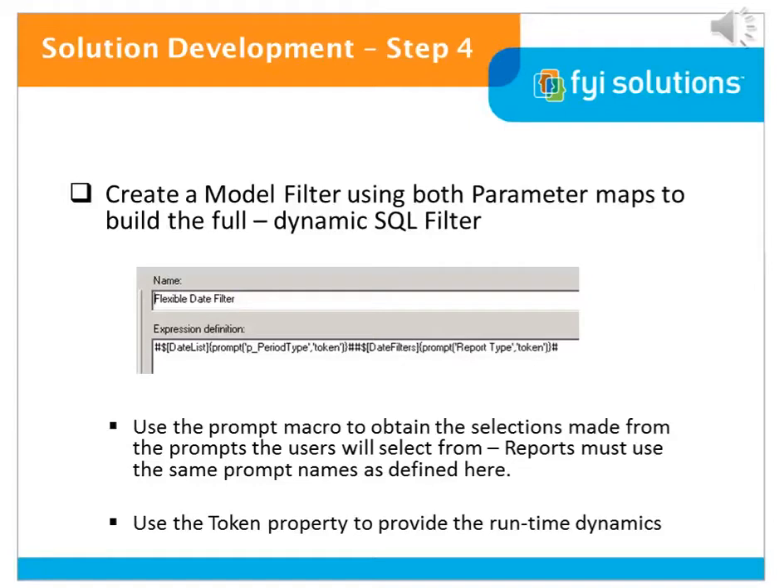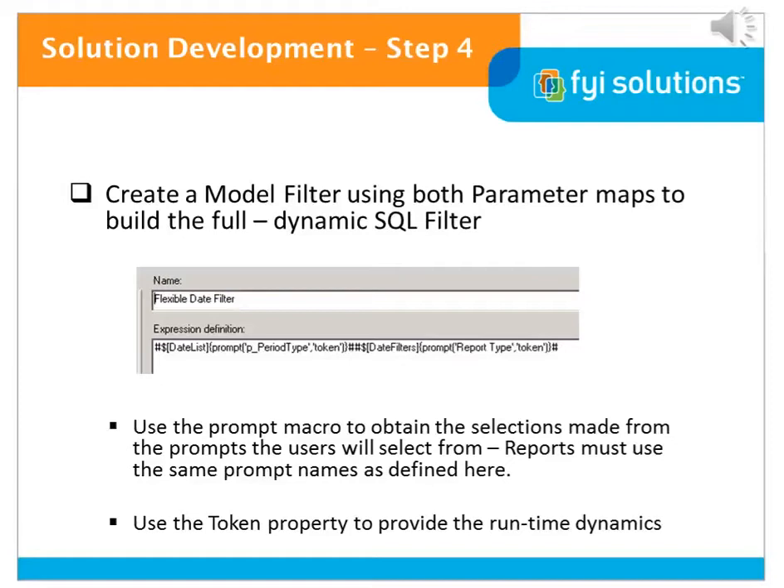Within each of those, we have a prompt macro that is calling a particular prompt, which is basically what the users are going to select at report runtime, which will drive the entry into the parameter maps and return the values defined within there. Okay.